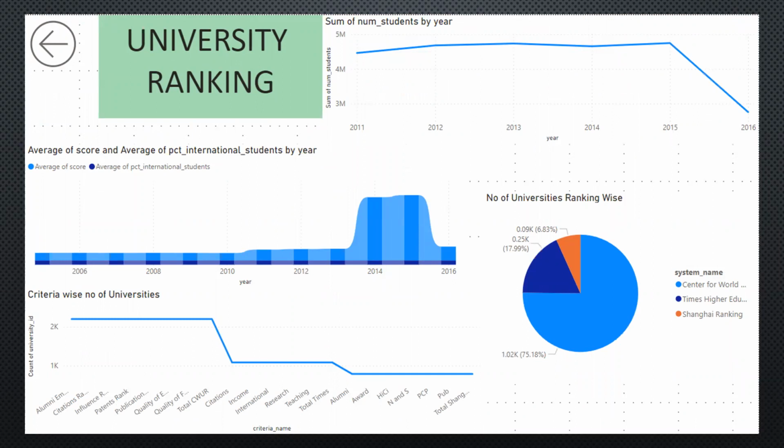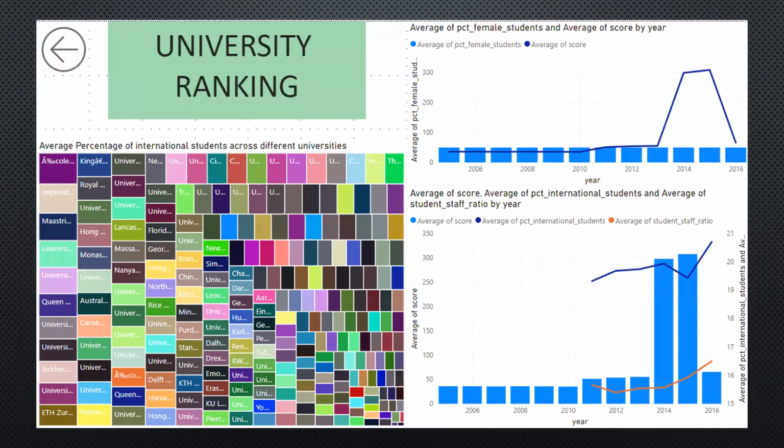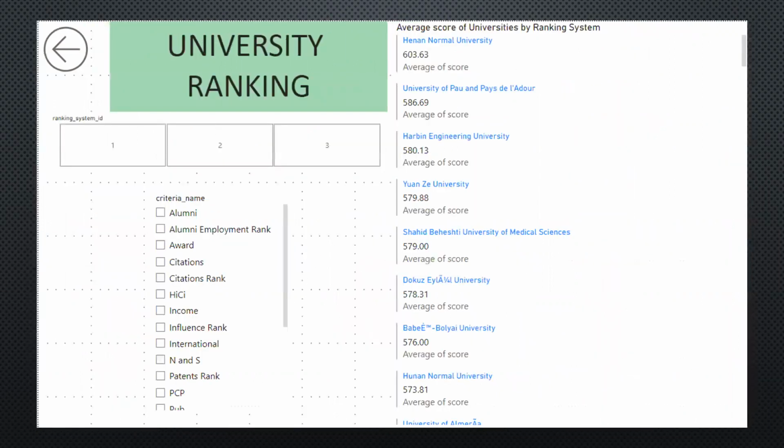This is the second dashboard. Have all the other things. This is the third one. This is the fourth one. This is the fifth one. This is the last dashboard.